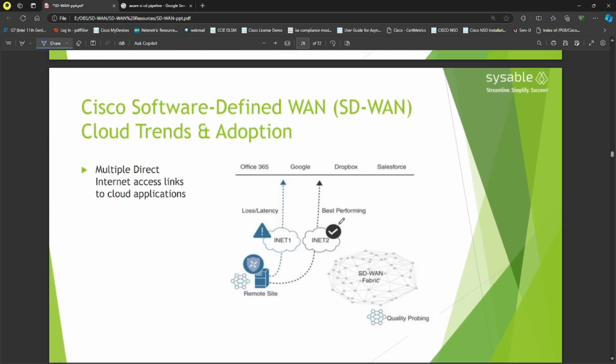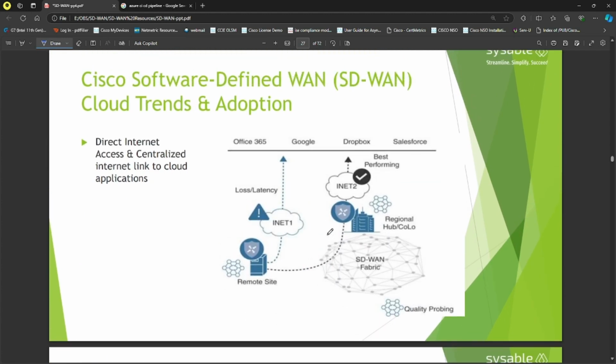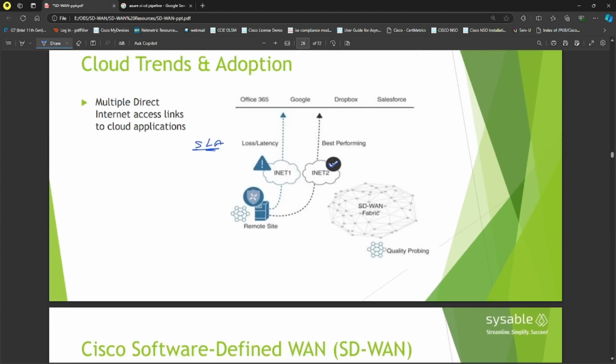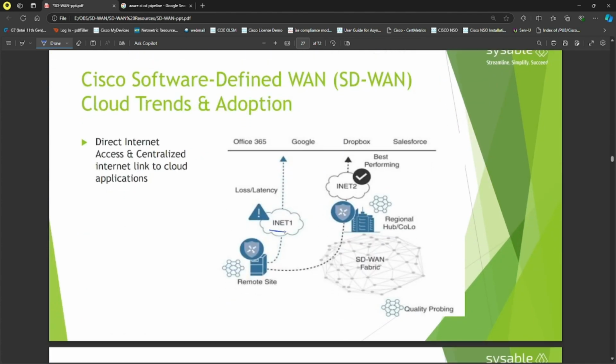Okay, cloud trends adoption. Again, as I said, defining the SLA would be the best example, because if we can see that Internet 1 does not meet the SLA, then it will not take that path, but it will take the path which is Internet 2. Now, coming to the same diagram, previously we had two ISPs, ISP1 and ISP2, but the same topology can be like ISP1 via the normal ISP, ISP2 via your regional hub or data center.